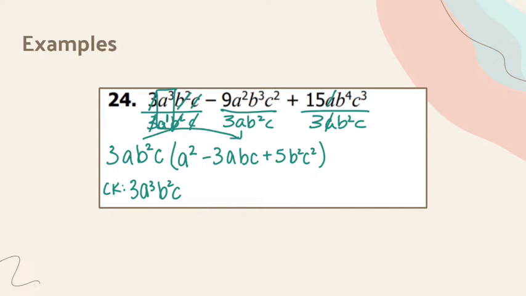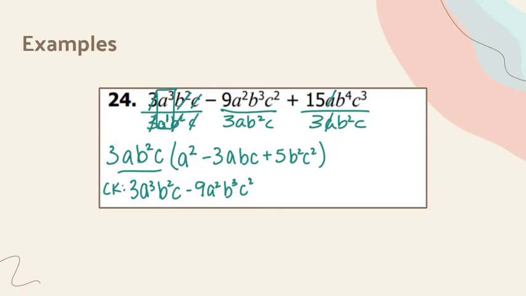All right, now for the middle term, we should look at each piece of the term individually. So the coefficient times the coefficient. 3 times negative 3 is negative 9. A times A is A squared. B squared times B is B cubed. And C times C is C squared.